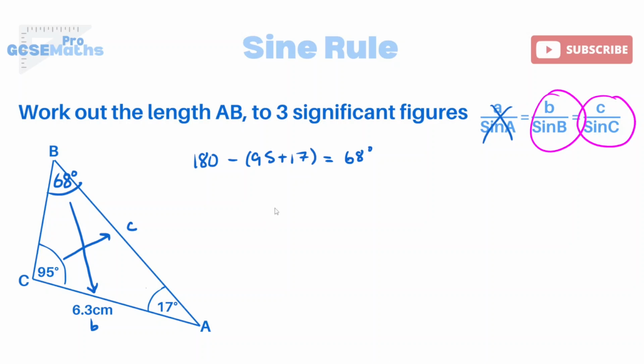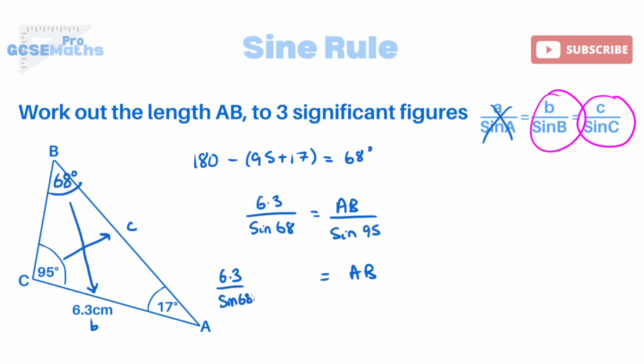Just write it out into the formula. Side B is 6.3 over sine of the angle B, which is 68, and then we want side AB, which is over the angle C, which is 95. Same exact thing, I just need to get AB on its own. In this case it is on the right hand side, that doesn't really matter, you can write it in the other order if you want. I'm still going to times across by the sine 95 denominator. So my calculation will be 6.3 over sine 68 times by sine 95.